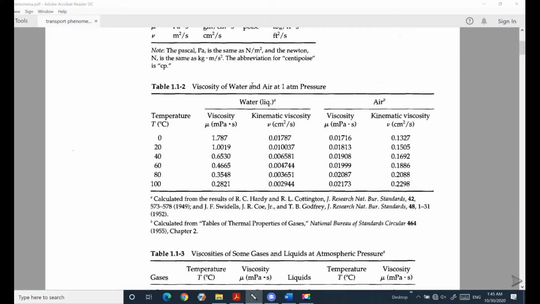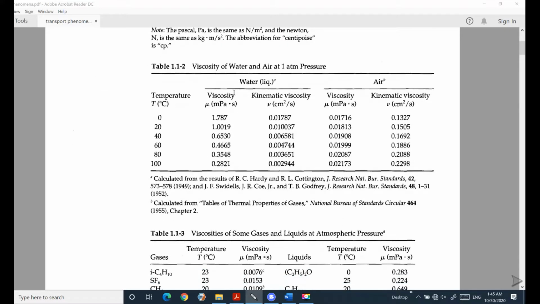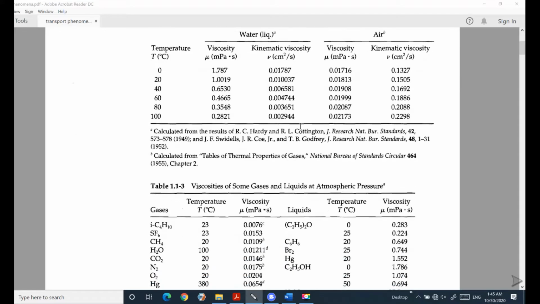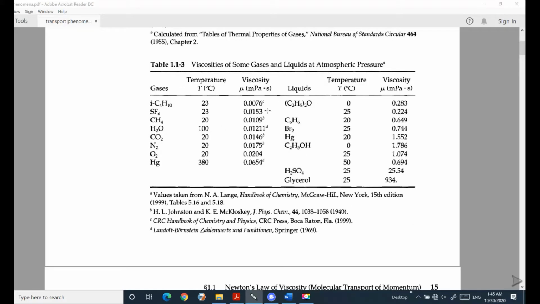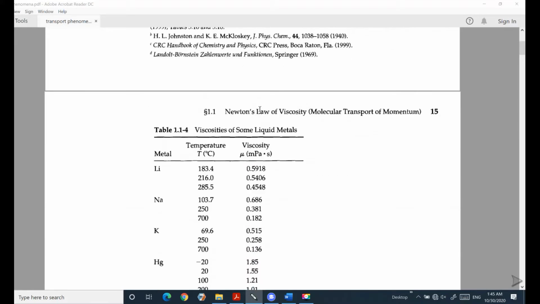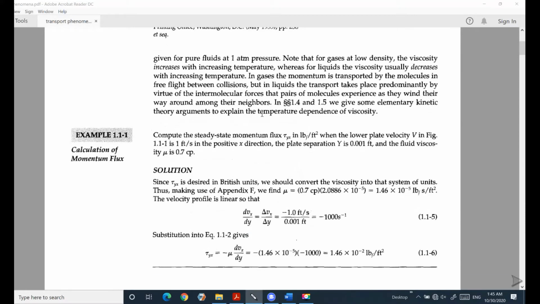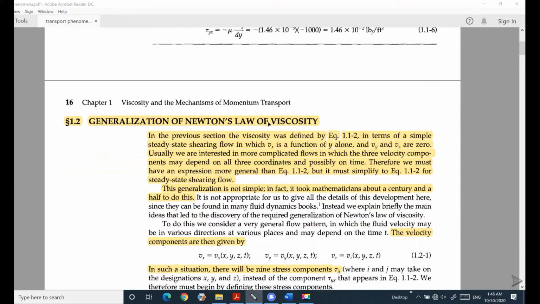So in this chapter 1, you can see some tables. This gives the viscosity of water and air at 1 atm, because viscosity is a function of temperature and pressure, or the viscosity of a fluid changes with the temperature and pressure. Some viscosities of gases and liquids at atmospheric pressure, under some conditions, and so on. You can find the viscosity of many fluids in the literature.